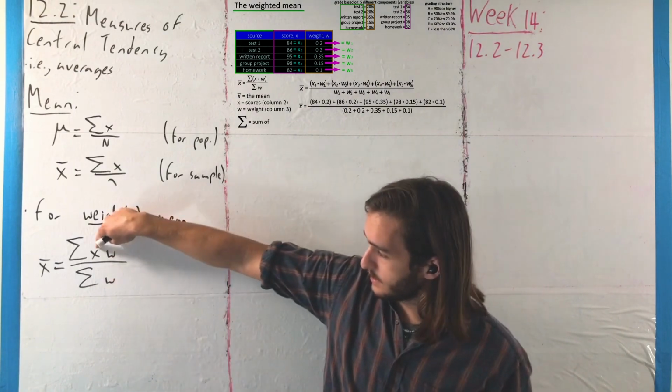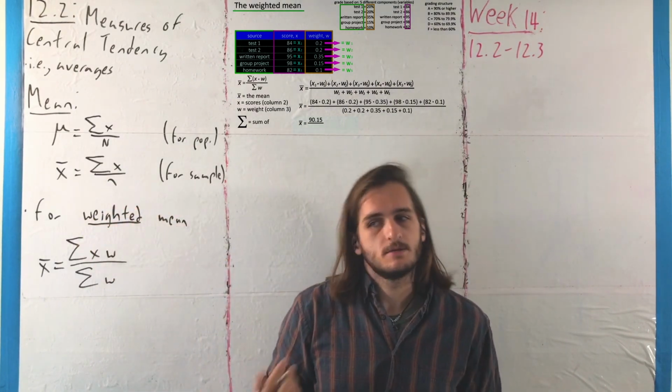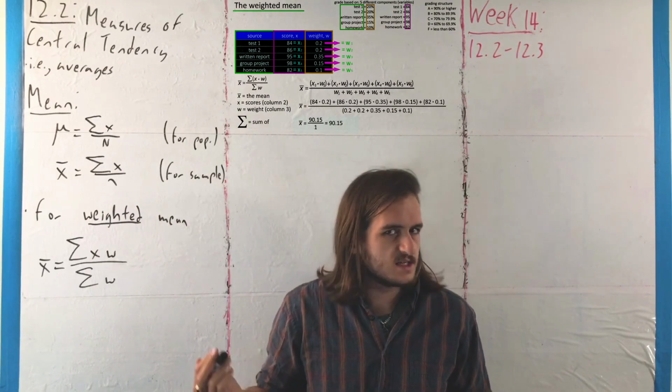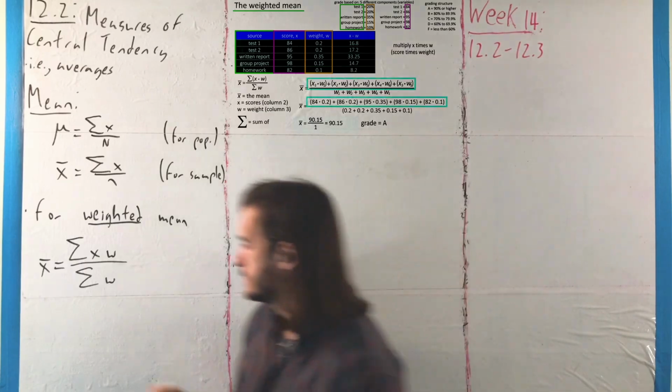So we take the values times their weights, add them all up, and divide by the sum of the weights. And this might look like it's going to be a lot more work, but it really isn't. So let's take an example here to understand how this functions.